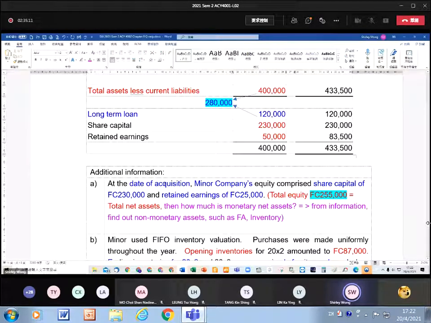At the date of acquisition, they do not give you the statement of financial position. Instead, they tell you that the total equity equals the total net asset, that is 255,000. However, for this total net asset, you do not know how much is the non-monetary asset or monetary asset. Therefore, how much is the monetary net asset? We do not know. If we do not know, what should we do?